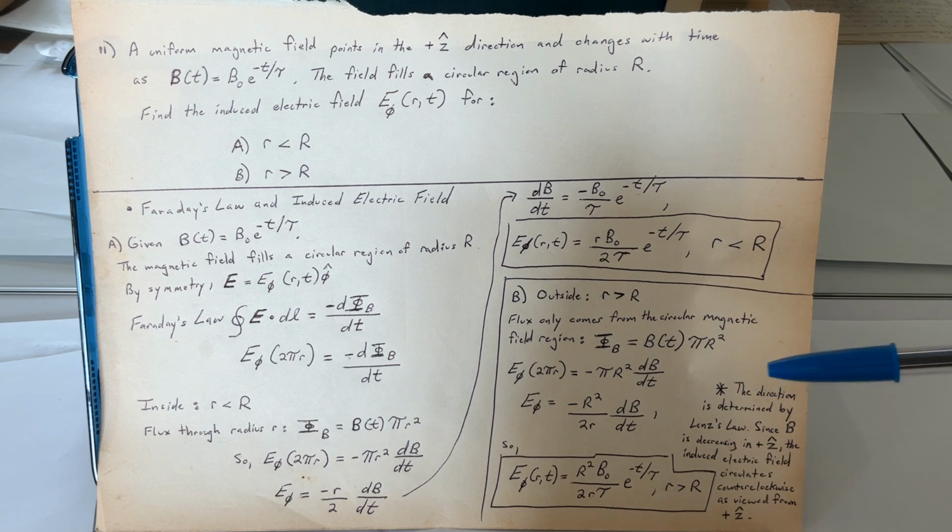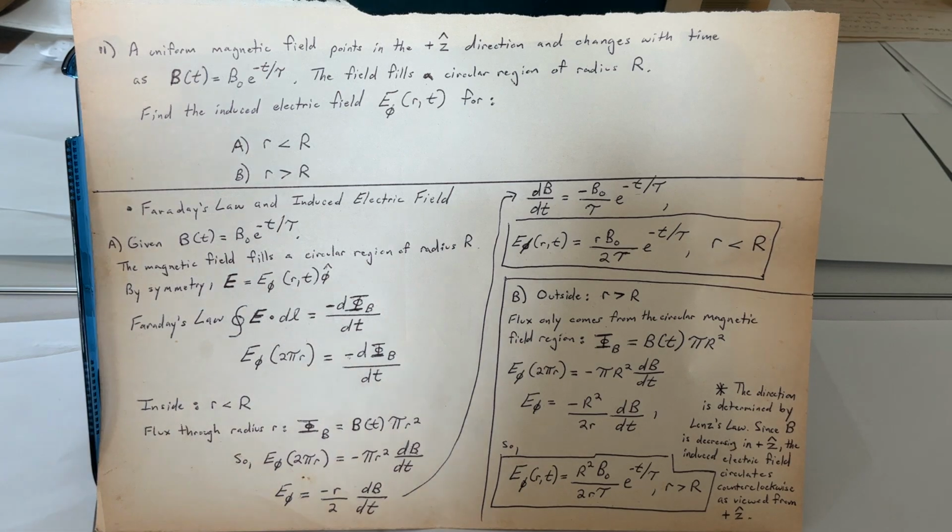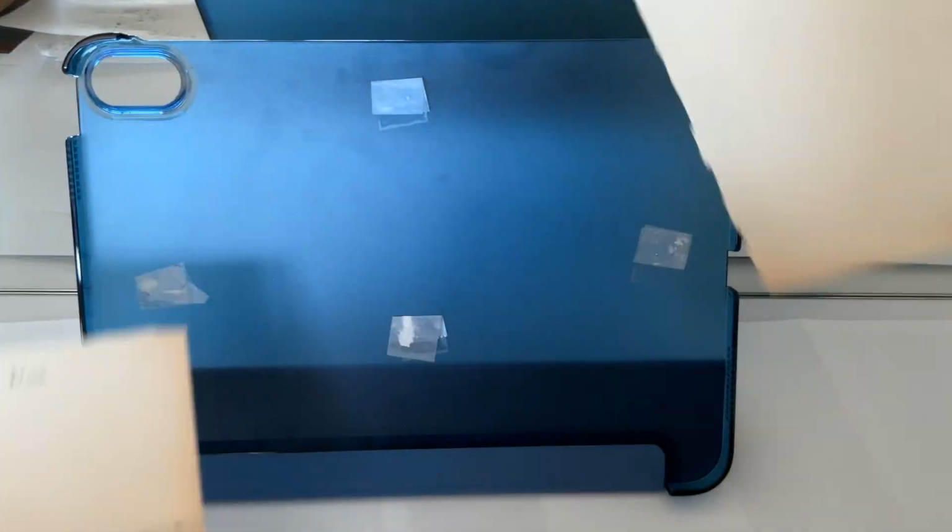Here we could say the direction is determined by Lenz's law. Since B is decreasing in the positive z hat direction, the induced electric field circulates counterclockwise as viewed from positive z hat. Okay, so that takes care of number 11. Moving along to number 12.